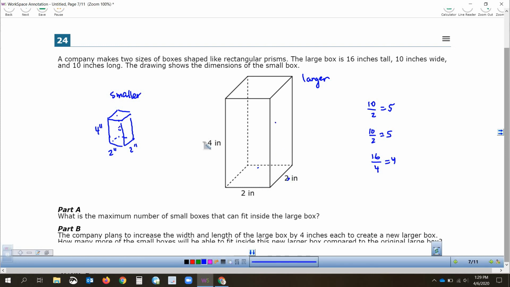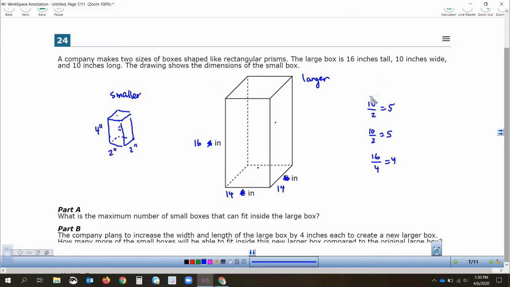Okay, so our larger one is still going to be, what was it? It was 16 inches tall. So this is still going to be 16. But it was 10, but now they're going to increase it by 4. So 10 plus 4 is 14, and 10 plus 4 is 14. So our new larger dimensions are 14 by 14 across the bottom, and 16.